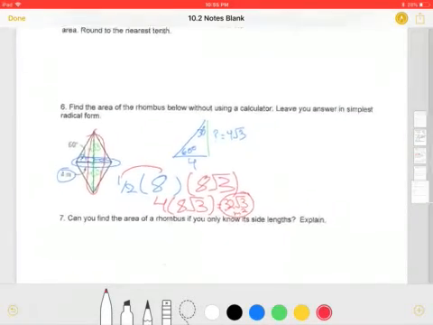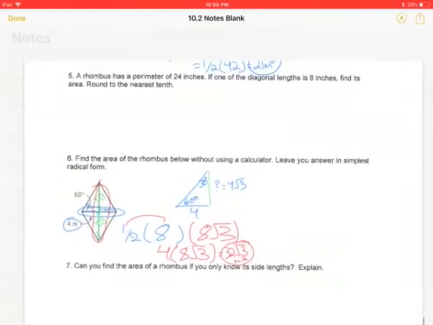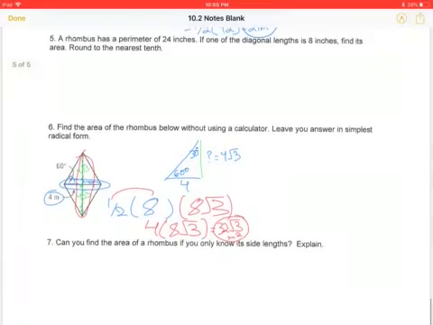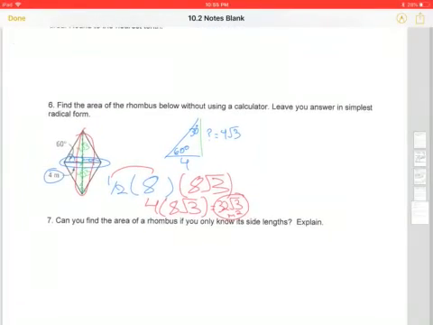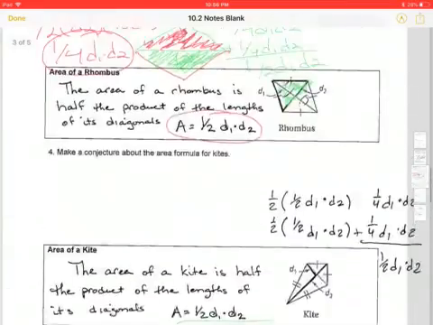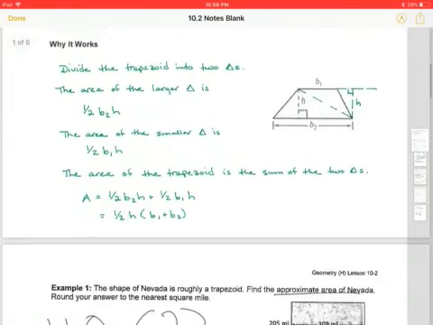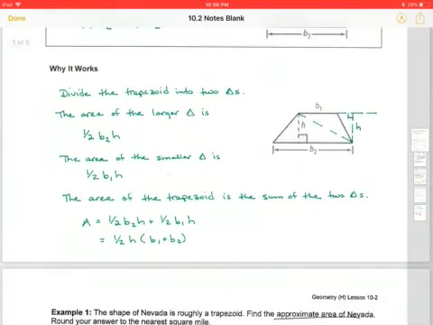I don't think this section's too tricky. We kind of luck out in a sense that the kite and the rhombus have the same formula with 1/2 diagonal 1 times diagonal 2. Recall that again. I don't think the trapezoid portion's too bad either. Just 1/2 the height times base 1 plus base 2. Use parentheses for this also, just kind of seclude that.